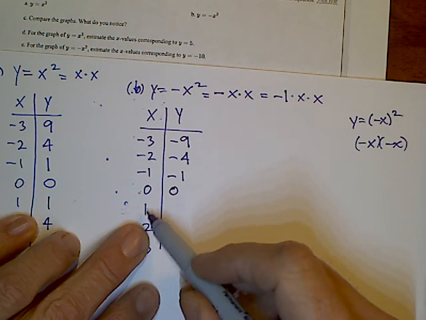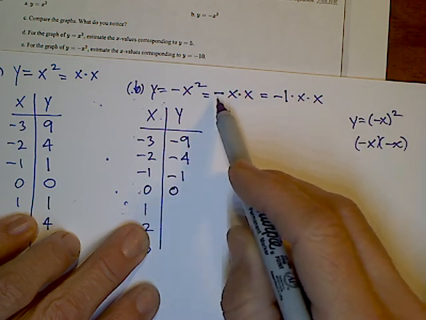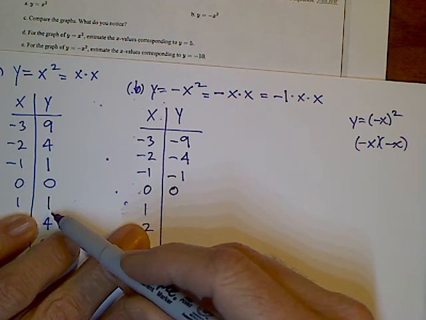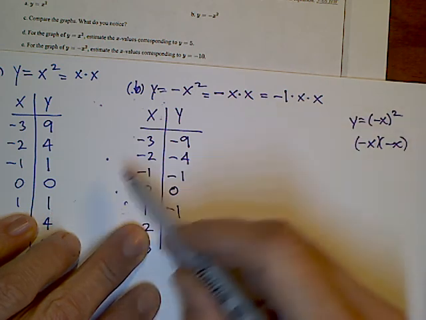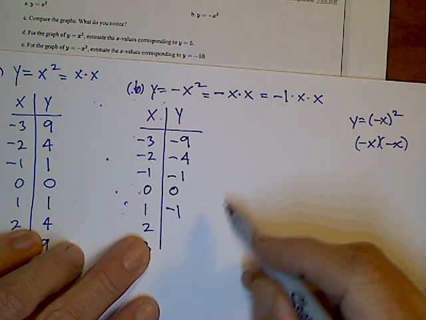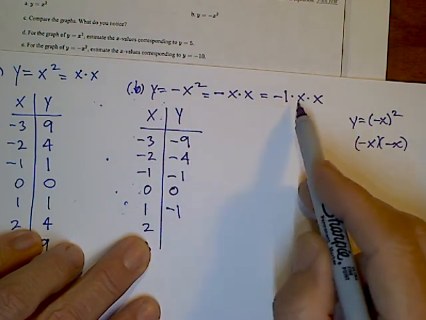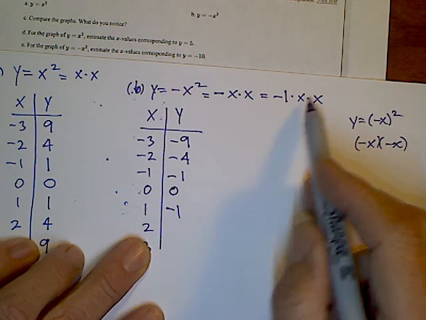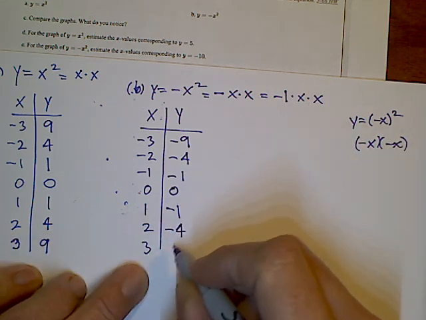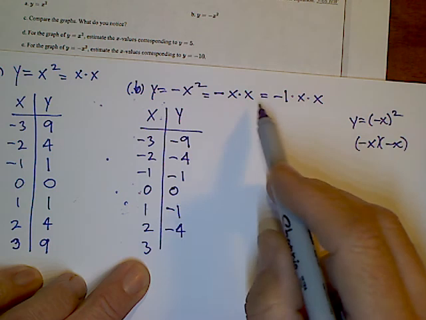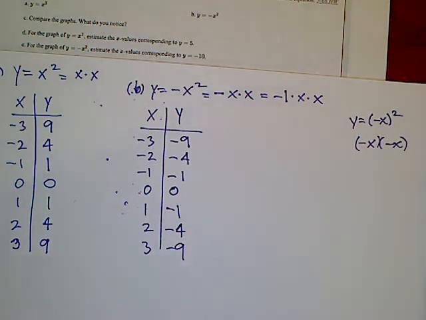And then 1. Now if I put a 1 in, I'm saying 1 times 1, but then the opposite of 1 times 1. 1 times 1 is +1, so the opposite of it would be -1. Or 1 times -1 to get that -1. Putting in 2, right? We're looking at -1 times 2 times 2. So it's the 4 times -1, which is -4. And the last one, 3. 3 times 3 is 9, times -1 is -9. All right, so let's graph that one.